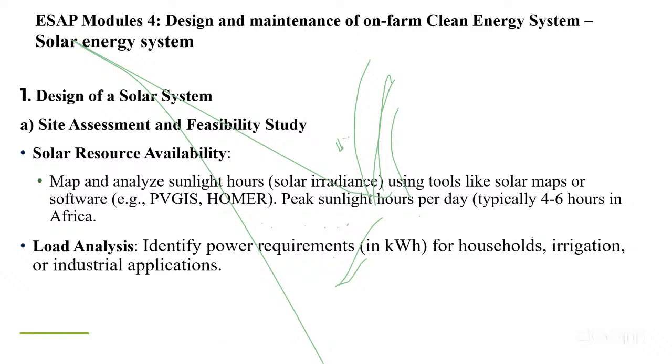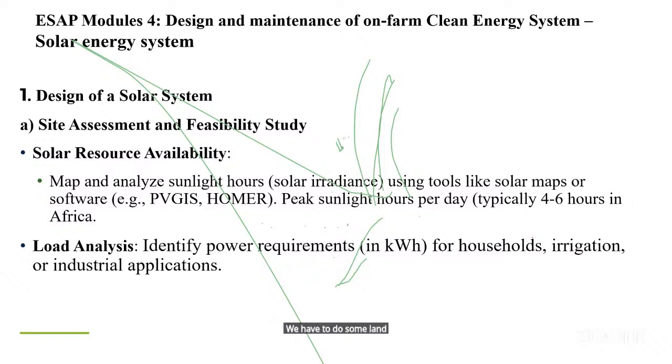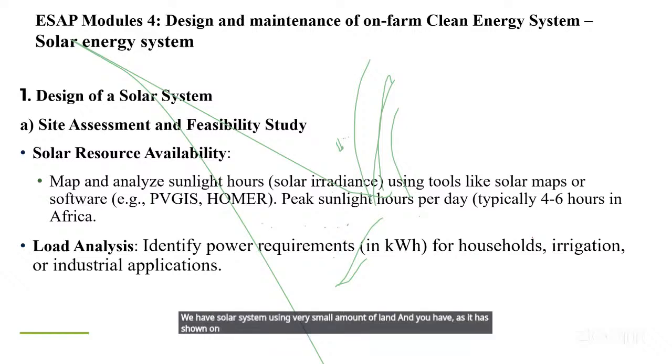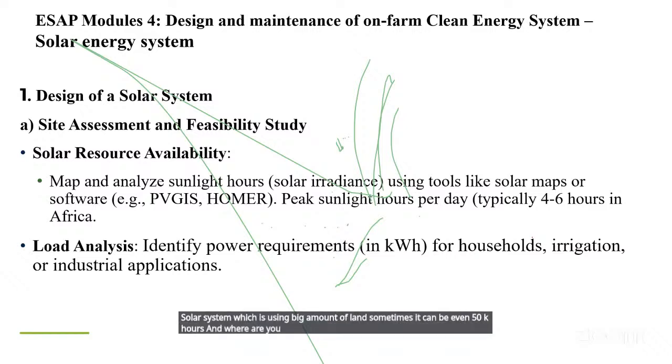Secondly, on site assessment, we have to do some land analysis. Is the land available? As I was saying, we have two types of solar system. We have solar systems using a very small amount of land, and we have, as shown on the figure we have seen, a solar system which is using a big amount of land. Sometimes it can be even 50 hectares, where you are using a tracking system. So you have to make sure that land is available.